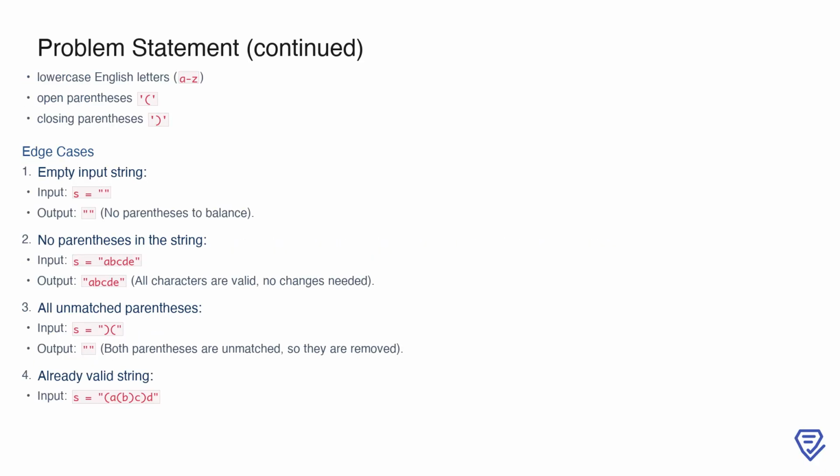The problem also comes with some constraints and edge cases to keep in mind. The string length s.length can range from 1 to 100,000, making it important to handle large inputs efficiently. Additionally, the string is guaranteed to contain only lowercase English letters, open parentheses, and closing parentheses. Edge cases include an empty input string, in which the output would also be an empty string since there are no parentheses to balance. Another edge case is when the string contains no parentheses at all, such as ABCDE, where the output remains the same as the input because no changes are needed.